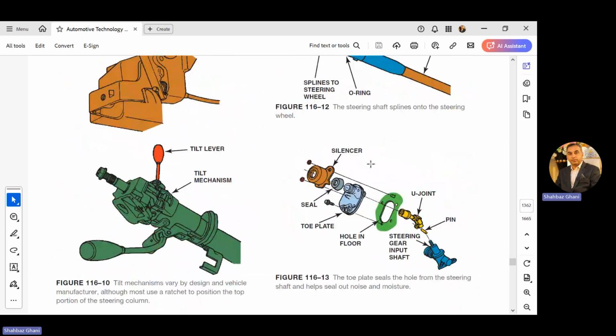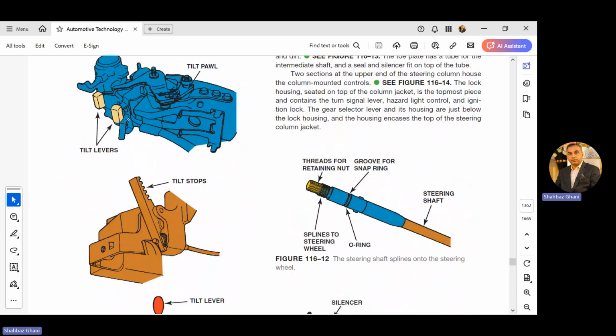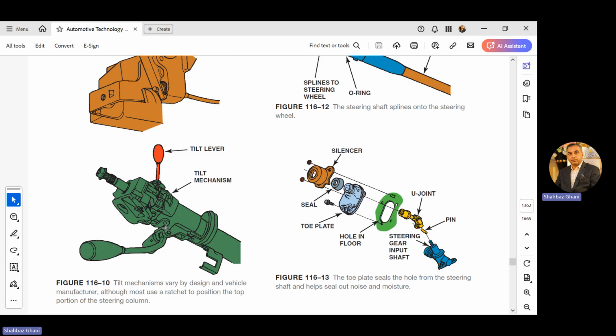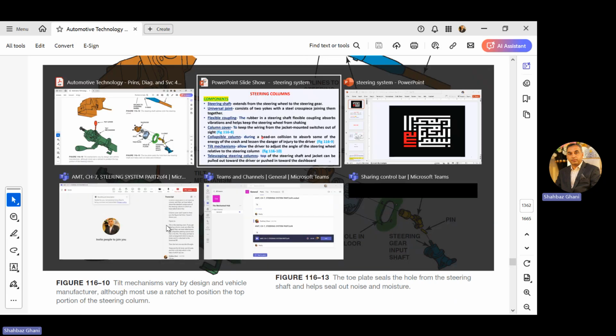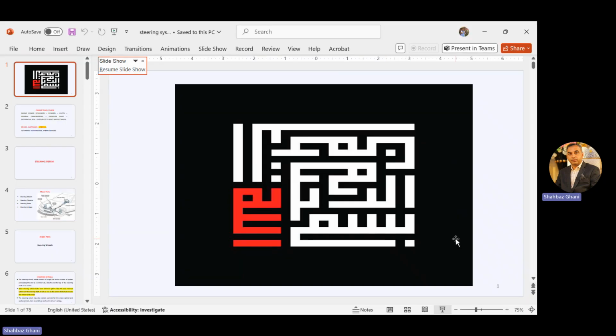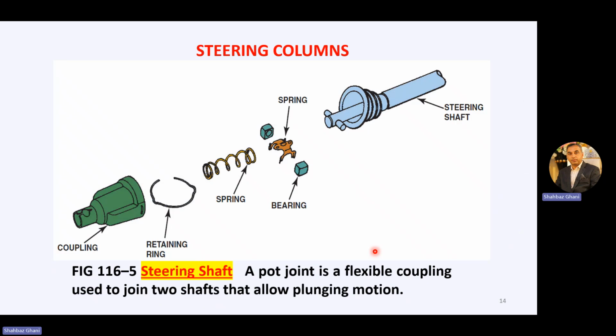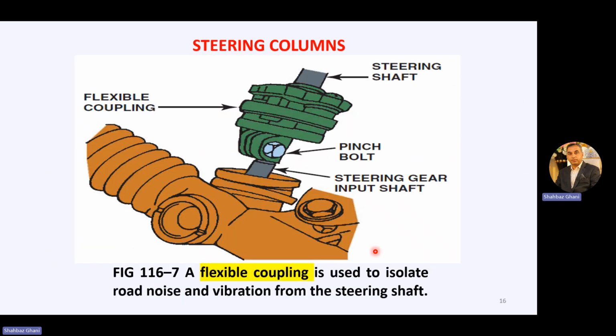Then the last one was the tilt angle. These are the tilt lever and tilt ball, and this is the tilt stop, with the help of which we can tilt our steering mechanism. So coming back to the topic, then we have talked about the steering shaft, column, and then we talked about this flexible coupling, which is the last part of the steering shaft, which joins with the steering gear's input shaft. And this was part 1.